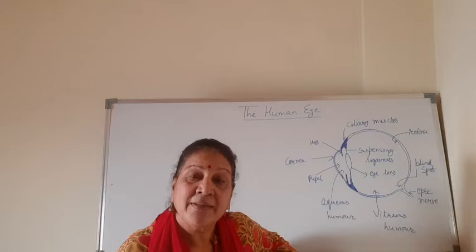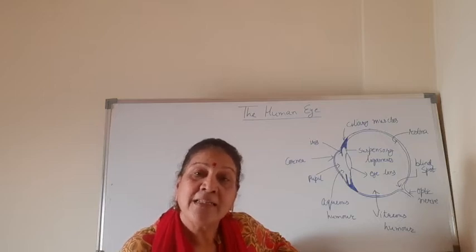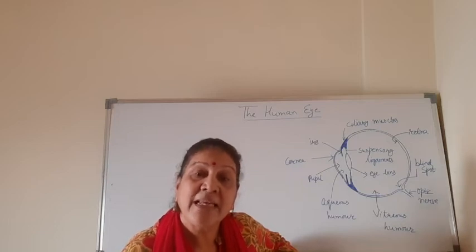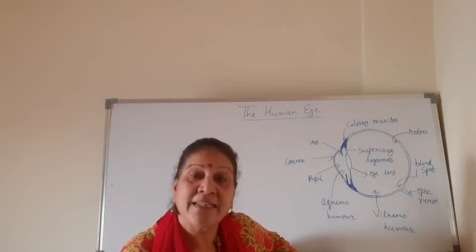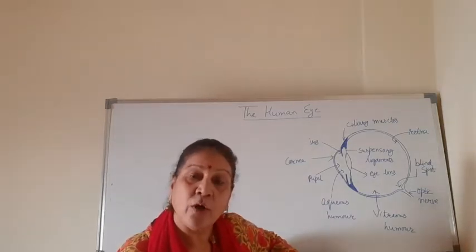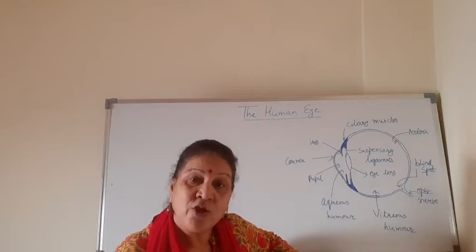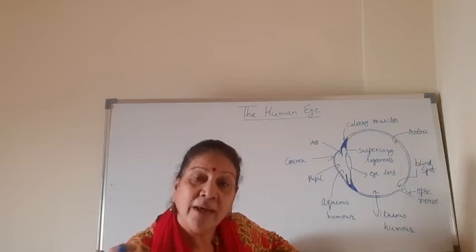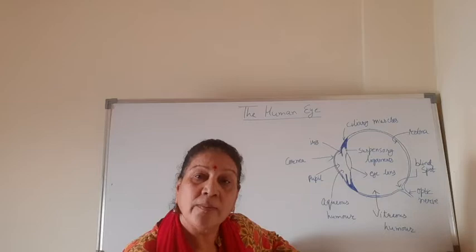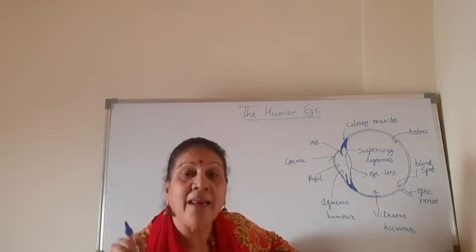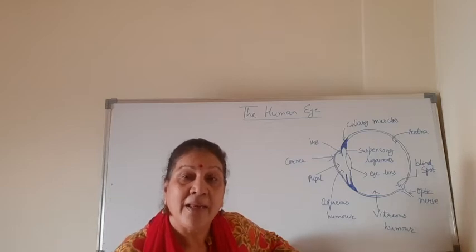When the ciliary muscles are relaxed, the eye lens becomes thin and its focal length becomes more. It's easily able to see distant or far off objects. When the ciliary muscles contract, the eye lens becomes thick and its focal length becomes less. So when we are looking at short distance or nearby objects, our ciliary muscles are contracted, and the focal length becomes less.